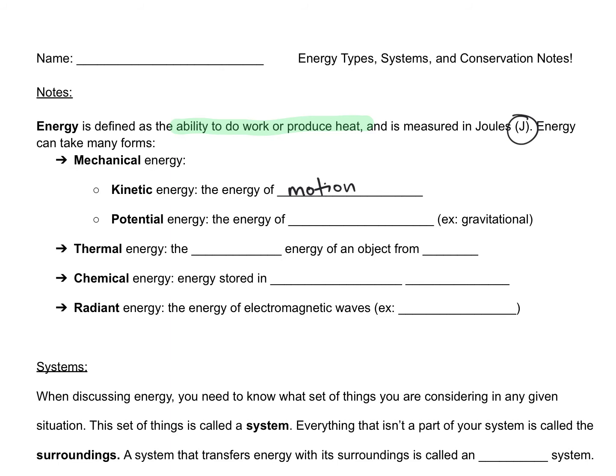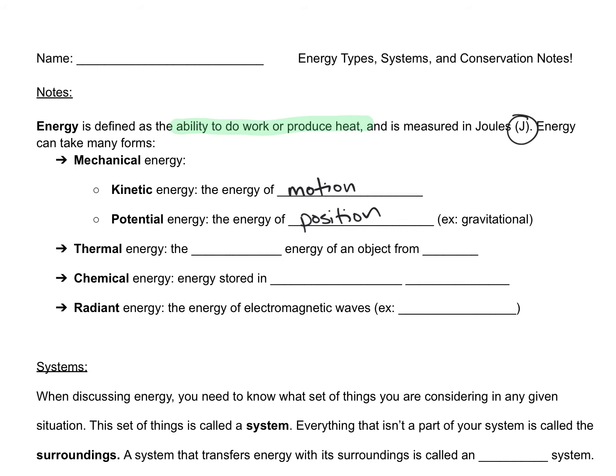Now, the other form of mechanical energy is called potential energy, which is the energy of position. An example of potential energy is gravitational energy. When you hold an object high above the earth, it has energy based on its position. When it's held high, it has the potential to move a lot. So we call it potential energy from position.